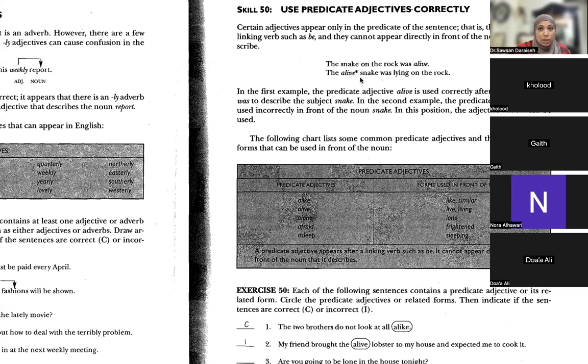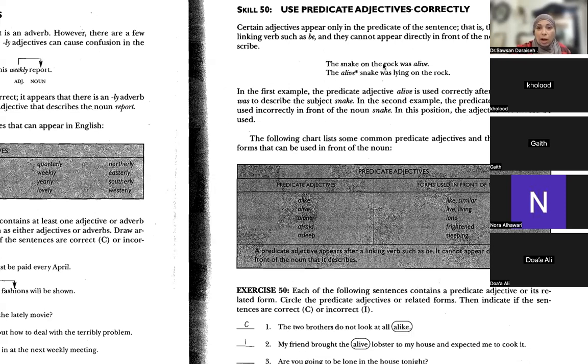Look at how it's used here. They cannot appear directly in front of the noun or in front of the nouns that they describe. So they cannot be used in the way like when you say a beautiful woman, an amazing man, an interesting lesson, something of that kind. You can't use these in that kind of way. It's wrong.